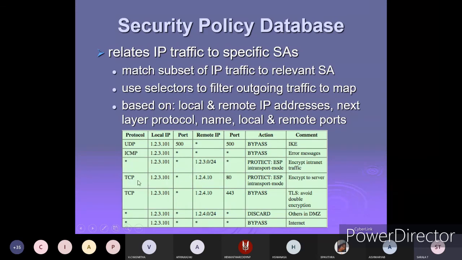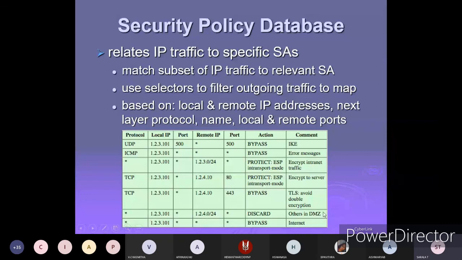If we are using the TCP transport protocol from the industrial intranet towards the internet, the port address is also given. ESP in transport mode is used. Encrypt to the server, that is, with respect to the server address given. The TCP method is used, and the port is used. The bypass method is used with TLS, to avoid double encryption whenever we are going with respect to the remote and transport ports.